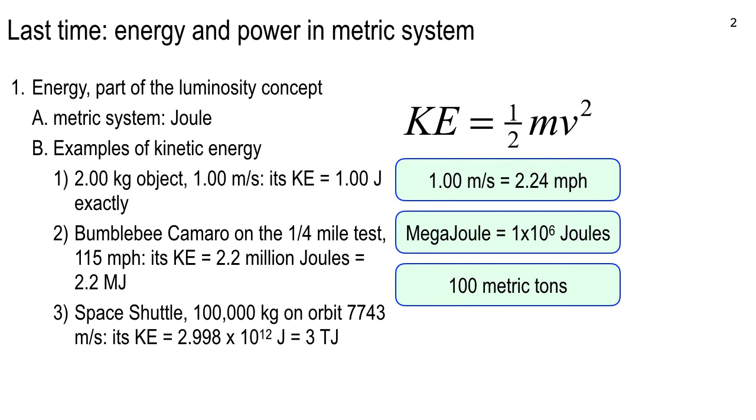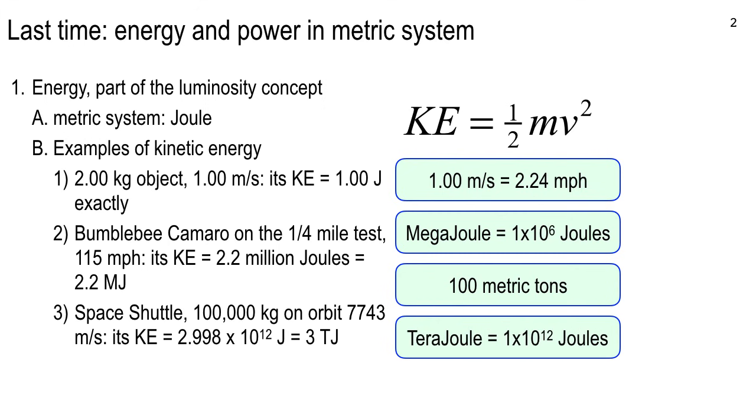But then, of course, when it gets down to the Kennedy Space Center landing facility, it lands at about, I think it's either 100 or 200 miles per hour. So it bleeds off a lot of kinetic energy as it comes through the atmosphere. Anyways, its kinetic energy on orbit, 2.998 times 10 to the 12 joules. 10 to the 12, that's a terajoule. Okay, capital T is the abbreviation for that. And so roughly 3 terajoules for the space shuttle. And that's 1 times 10 to the 12 joules.